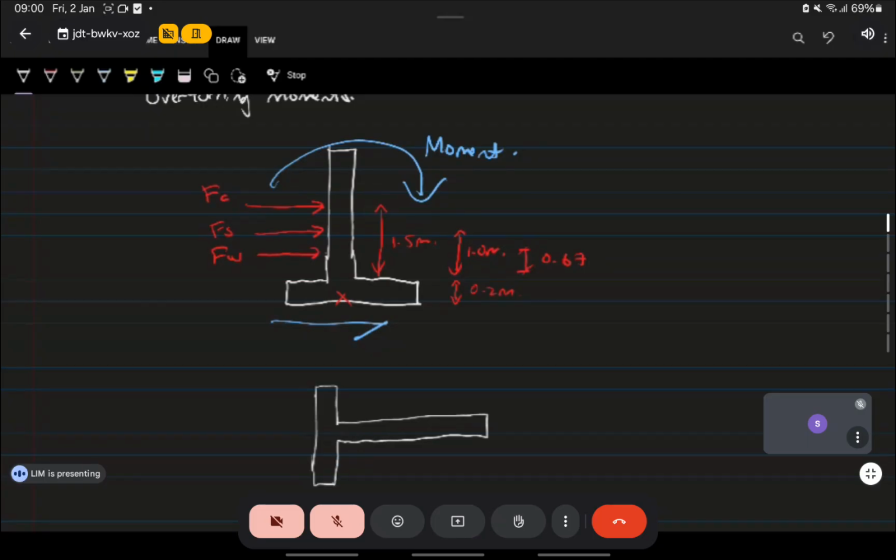Basically, I just rotate the retaining wall by 90 degrees. And then you have force here, you have force here, you have force here, right? What does that look like to you?